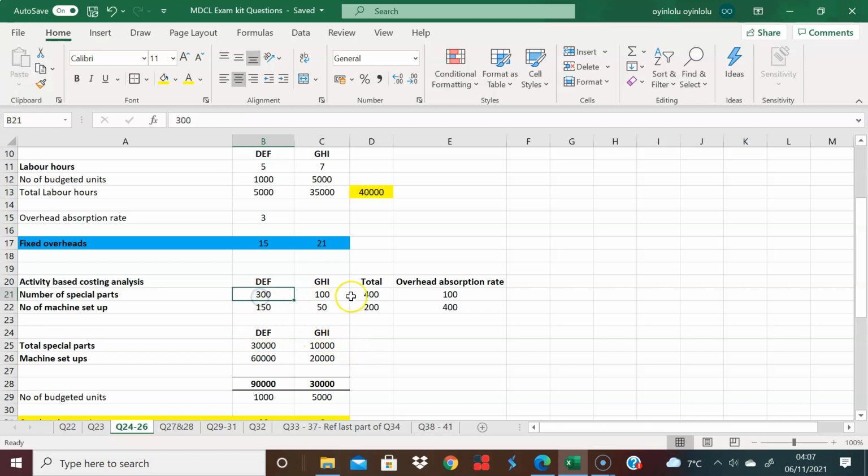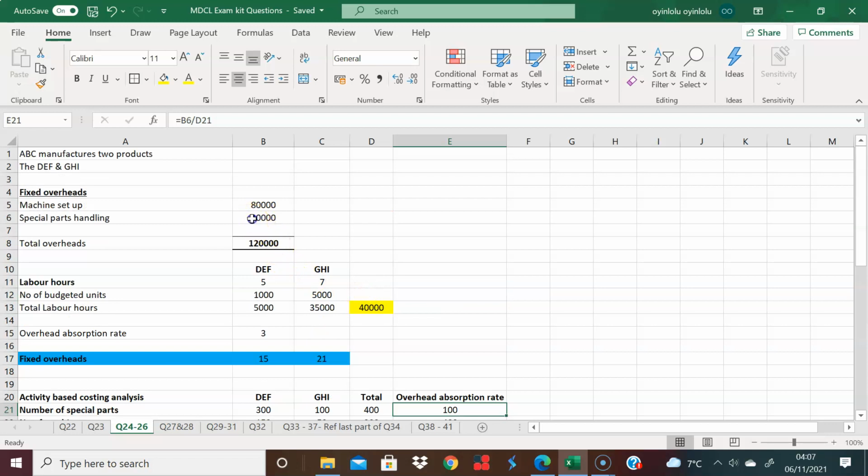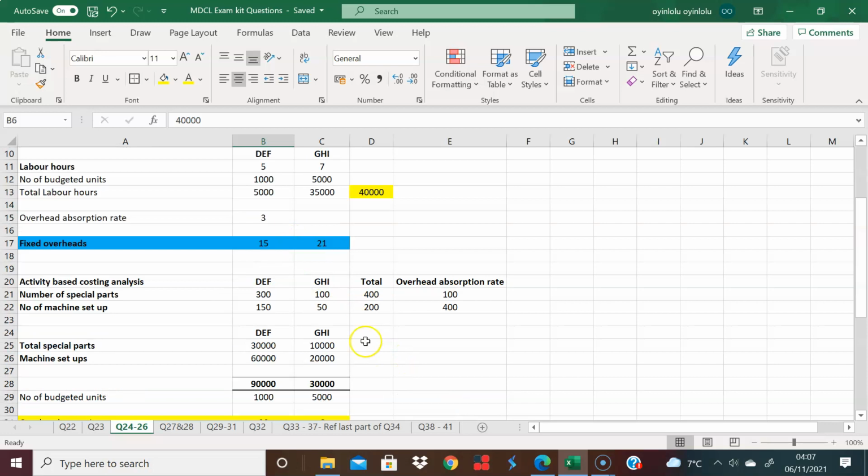So I have a total of 400 special parts and a total of 200 machine setups, and again, B6 is up here. So you see that's my special parts handling. 40,000 divided by 400 gives me 100, and 80,000 divided by 200 gives me 400. So I know what the overhead absorption rate is per special part. I multiply the 100 by the total number of special parts for DEF, and I can find the total cost, and I do the same thing here for GHI. I've literally split that 40,000 according to the ratio of 3 to 1. Same thing here, 150 to 50, splitting that 40,000, and that's what you're seeing over here.